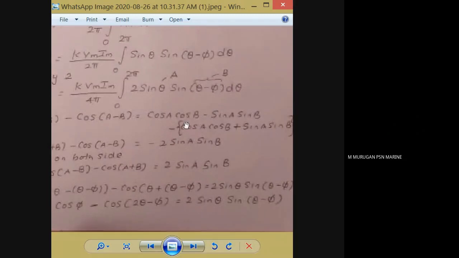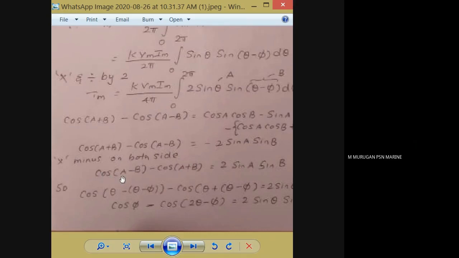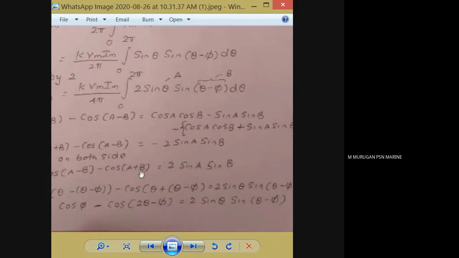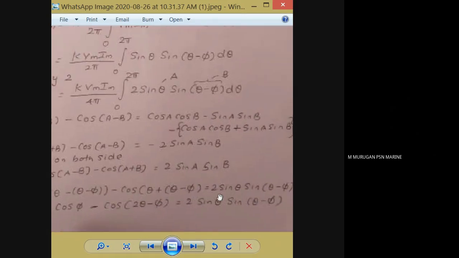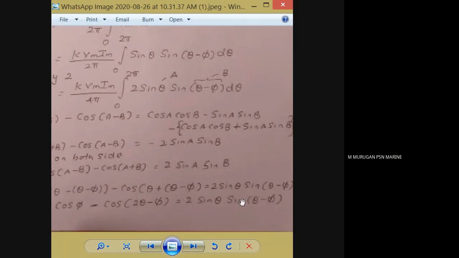So for that A value, I can put theta. For the B value, I can put theta minus pi. Okay. So I am putting the value here. So here cos(A-B): A is theta, B is theta minus pi. Here also A is theta, B is theta minus pi. So what is the value we are getting? 2 sin theta minus pi. Here also we are having the same value, 2 sin theta minus pi.